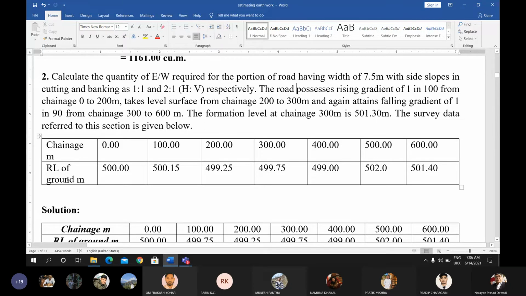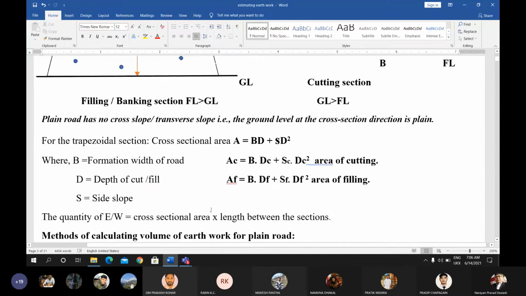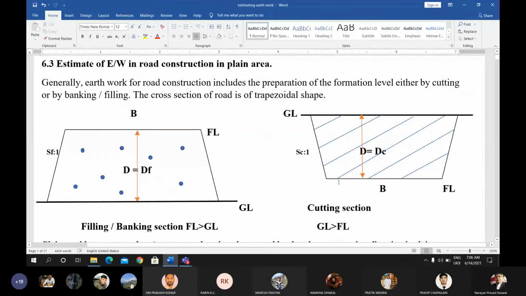I have already taught you this in the first figure of the estimation of road work in construction in plain area. You can look at this figure. If the formation level is higher than the ground level, the section is in filling. If the formation level is lower than the ground level, then the section will be in cutting. That is, if the ground level is greater than the formation level, then that section is in cutting.